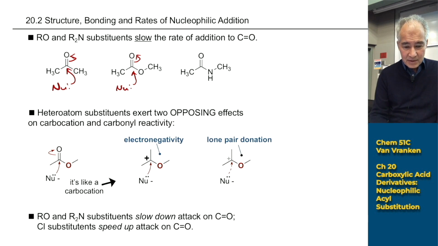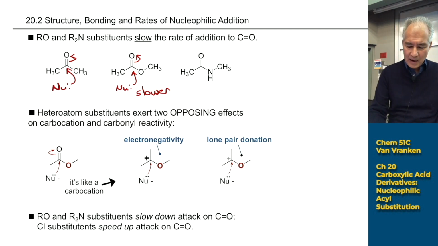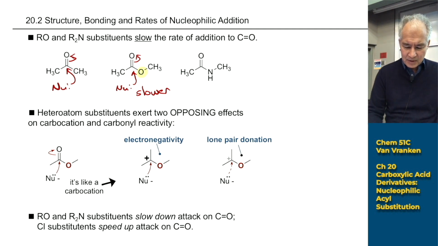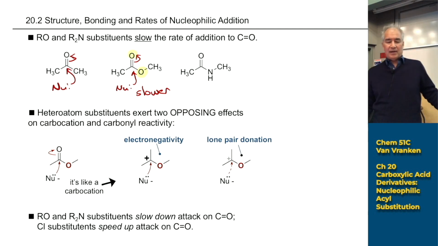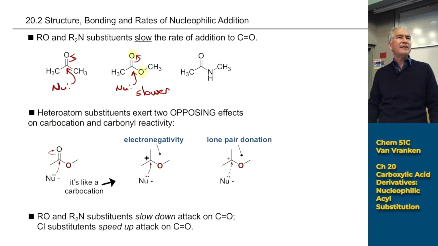So this type of reaction over here is slower. If you want to add some sort of a nucleophile, that oxygen atom on an ester, we call this the carboxyl oxygen. I don't know if you'll hear me refer to it, but the oxygen on the top is the carbonyl oxygen. That carboxyl oxygen is doing something to slow down the rate of addition to the carbonyl. We'll have to talk about that.